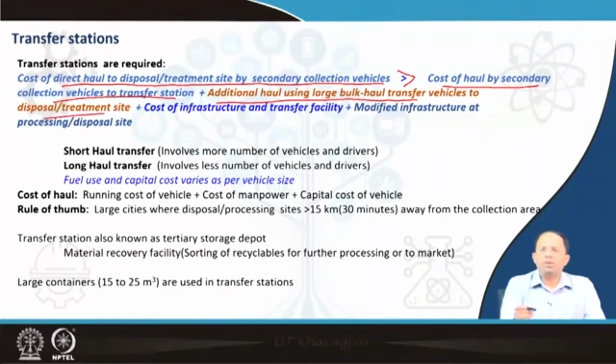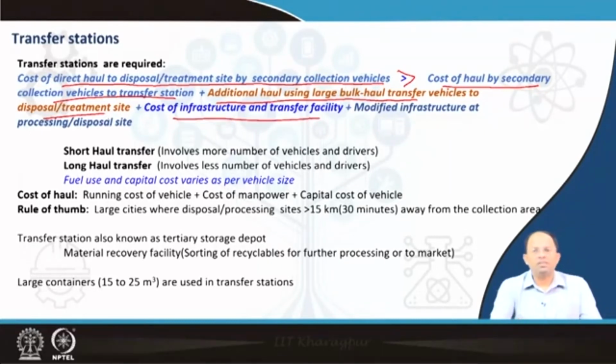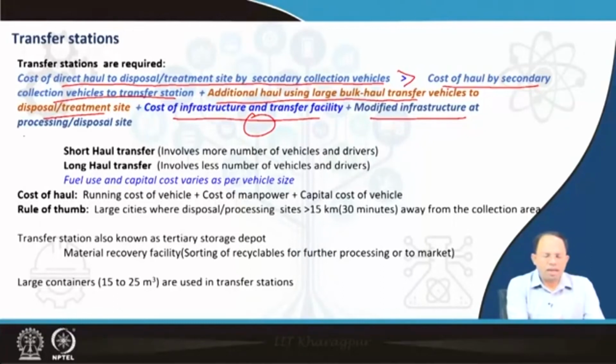So in the second stage, we obviously will use larger vehicles to consolidate the waste. Then there is the cost of infrastructure and transfer facility. You have to set up a transfer station and a lot of infrastructure for that, and modified infrastructure at the processing and disposal site to handle these new large bulk transport vehicles. So if this additional cost is justified, then only we will go for a transfer station.